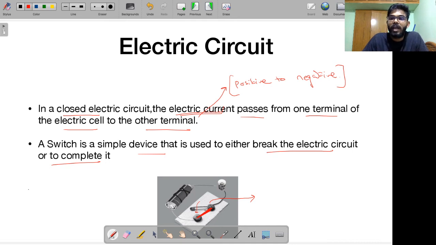If I have a closed circuit, the electrons can pass through from the negative to the positive terminal. That means electricity can flow from the positive to negative terminal. Alright. So when this happens, electric current is flowing through.